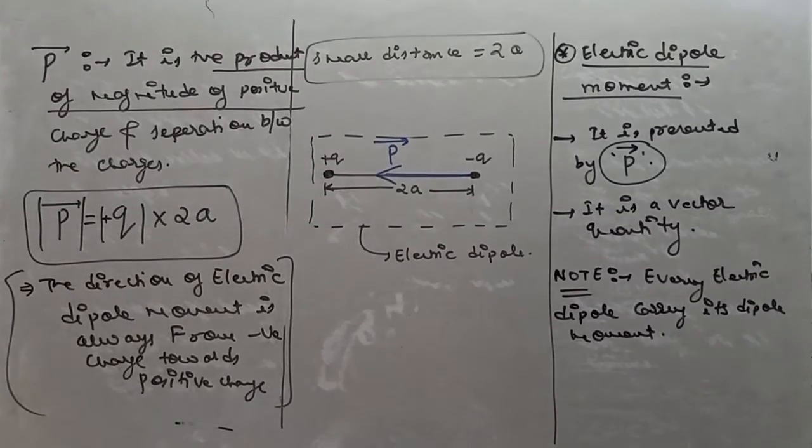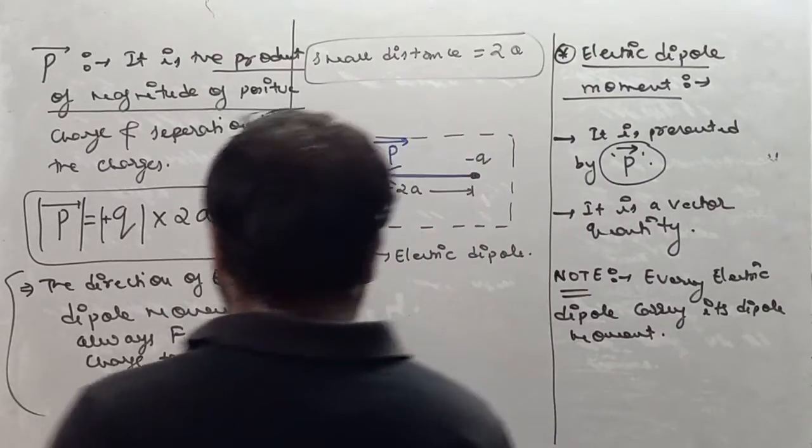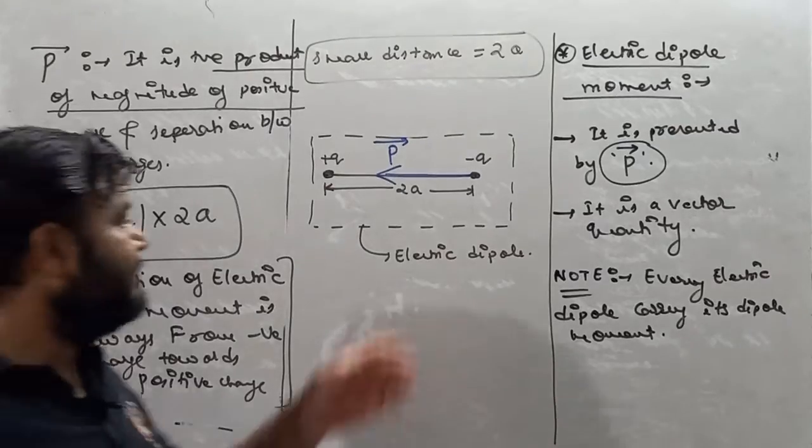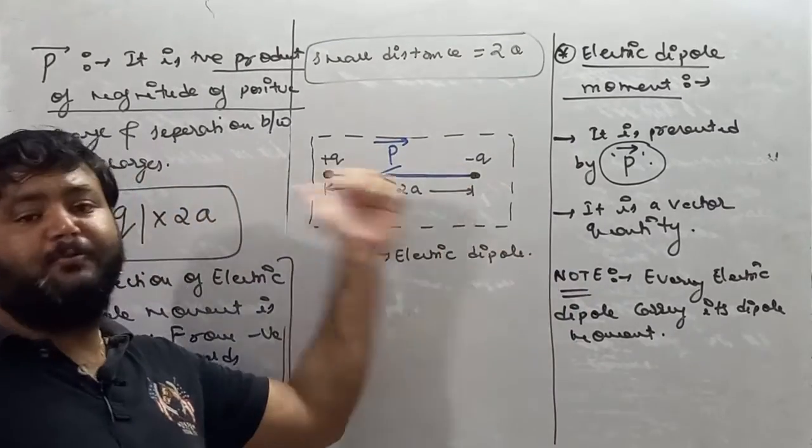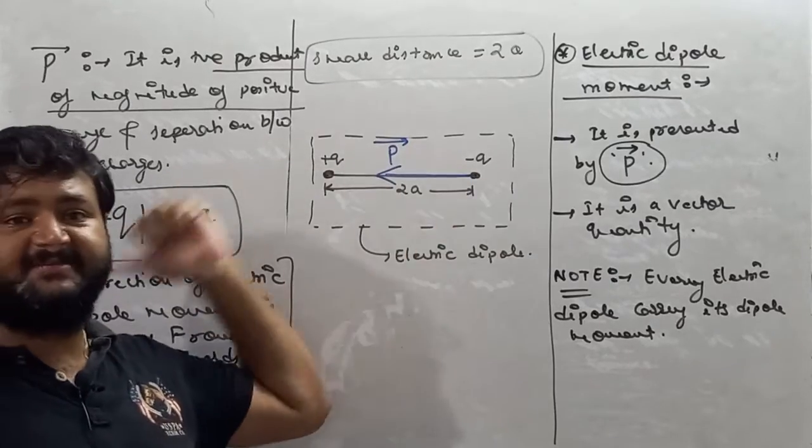Always remember, dipole moment is basically the product of the magnitude of the positive charge and the separation between the charges. Second thing, dipole moment is a vector quantity, so it carries some direction, and remember this thing, dipole moment is always from negative to positive side.